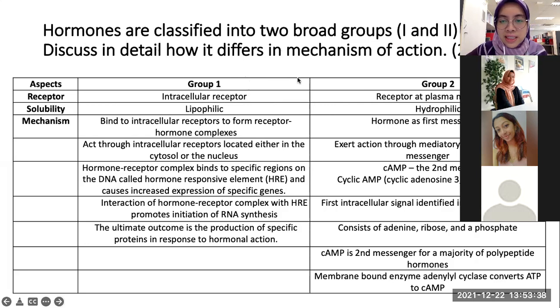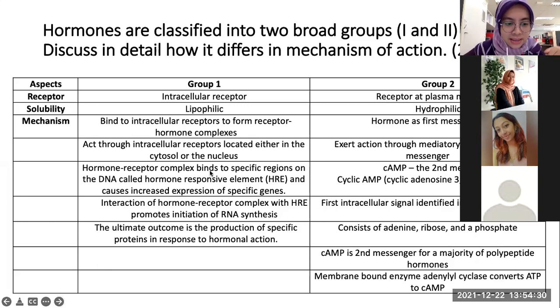Okay, so for a question like this, you can answer it in 2 different forms. You can make a table like this, with the appropriate aspects. If you are comparing in terms of the receptor, write the aspect as receptor, and then solubility and then mechanism. Whatever you write in the table doesn't have to be a really long full sentence, but don't make it a hanging sentence. Try to make it proper. For example, for the receptor, you can write intracellular receptor, and then receptor at plasma membrane. Don't just write intracellular and then at plasma membrane. Try to make the sentence more proper.